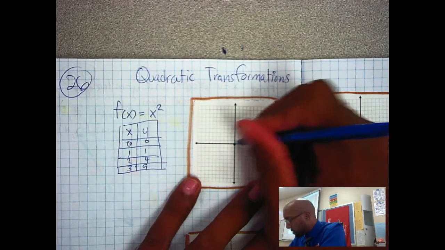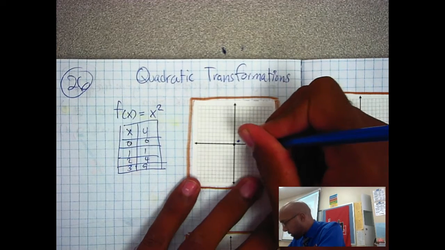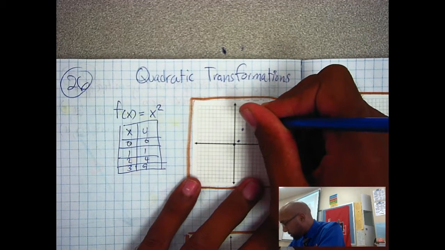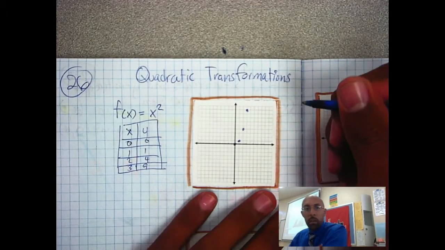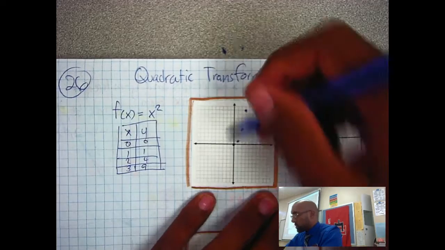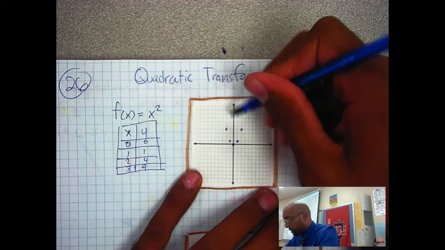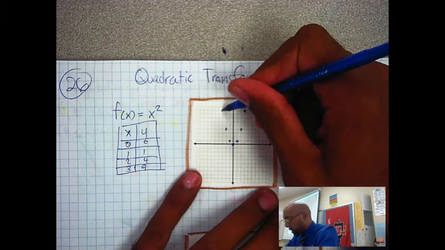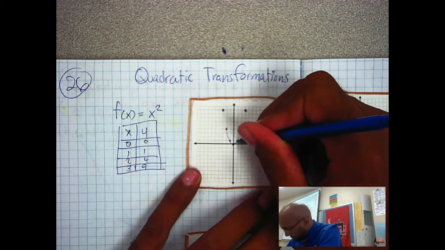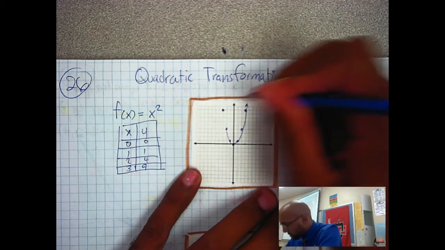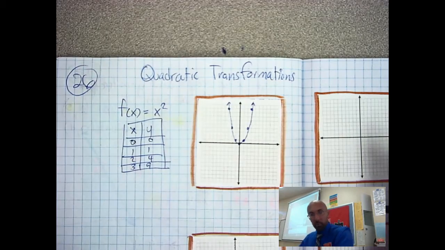So I got (0, 0), (1, 1), (2, 4), and then 3, and 1, 2, 3, 4, 5, 6, 7, 8, 9. And if you remember, parabolas are symmetrical, so it'd basically be the exact same thing on the other side. So I don't even need to continue the table because I know that it's symmetrical going this way. So that's our parent function. Try to make our U nice and straight.